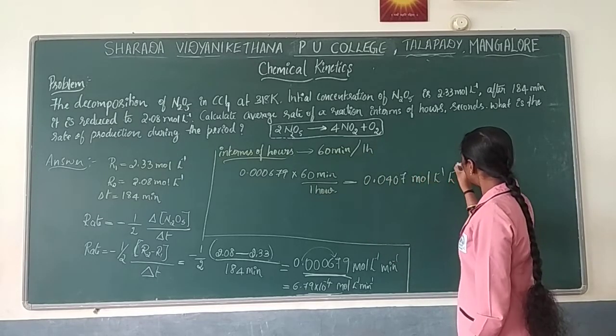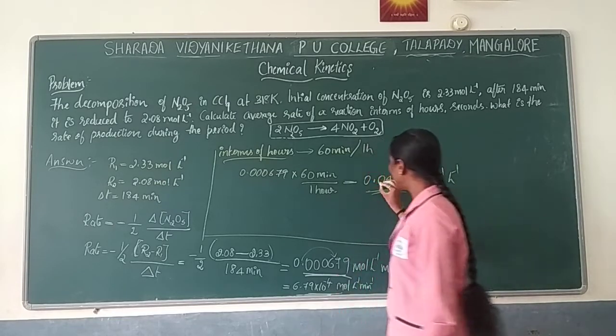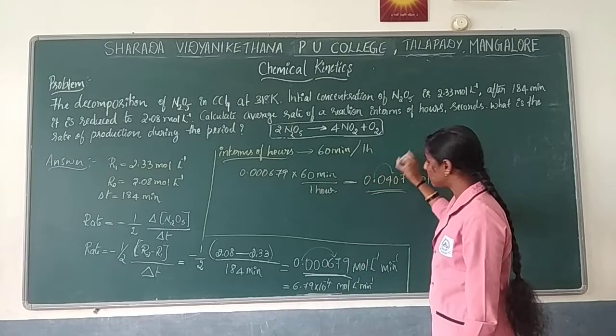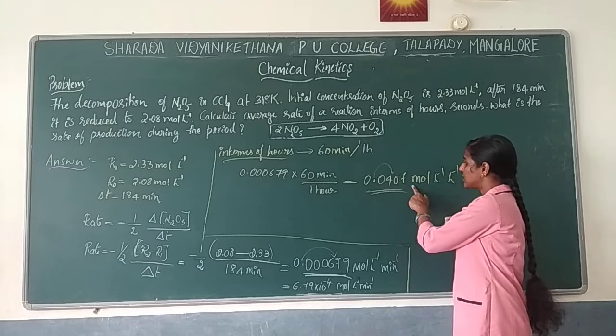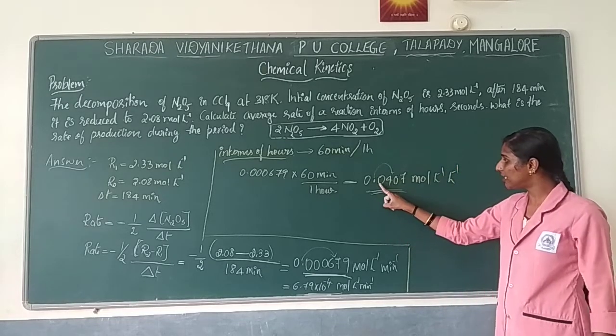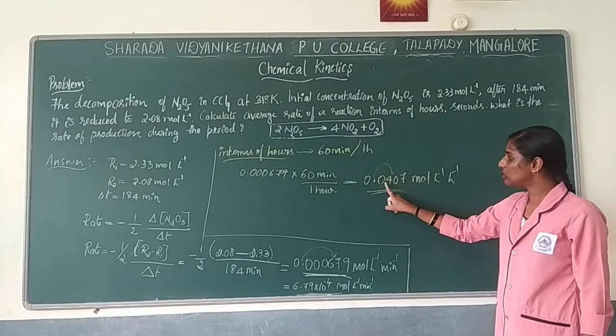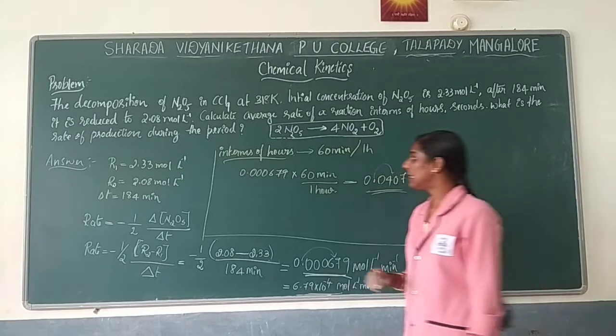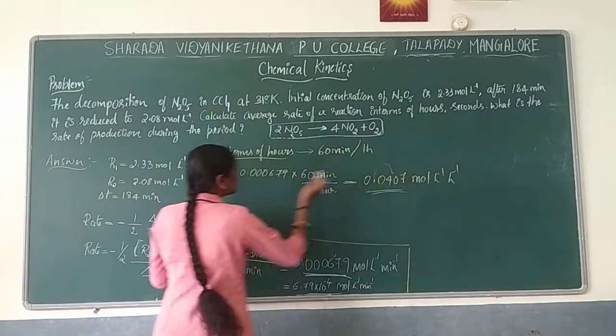mole per liter per hour. So this will be the value. If you want, you can move the decimal point to this side, so it comes as 4.07 into 10 to the power minus 2. 1, 2, right? So 10 to the power minus 2 will be the value. Next, see, you have calculated in terms of hours.